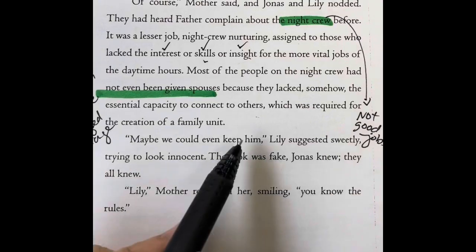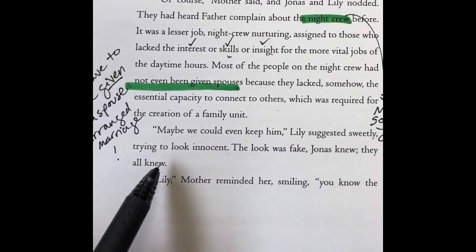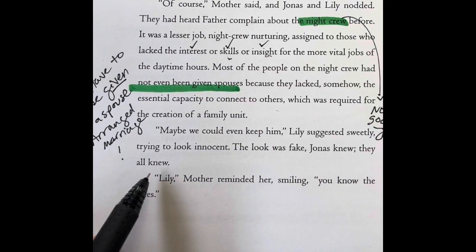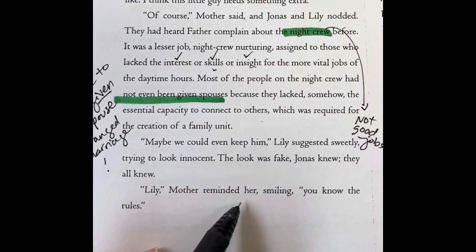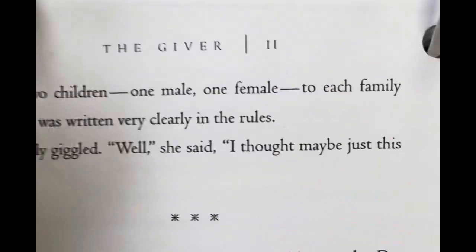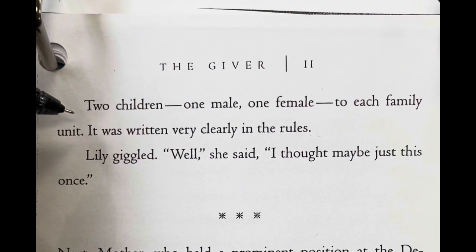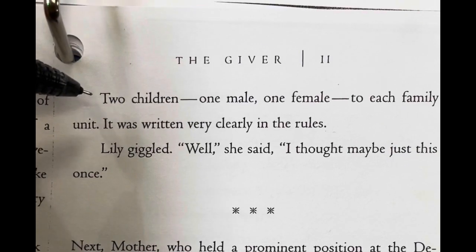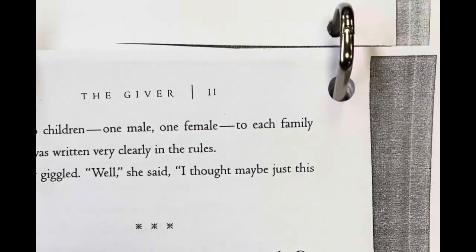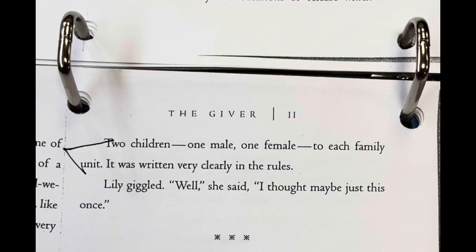Maybe we could even keep him, Lily suggested sweetly, trying to look innocent. The look was fake, Jonas knew. They all knew. Lily, mother reminded her, smiling, you know the rules. 2 children, 1 male, 1 female, to each family unit. It was written very clearly in the rules. Lily giggled. Well, I thought maybe just this once.